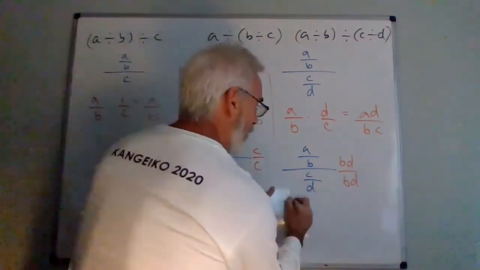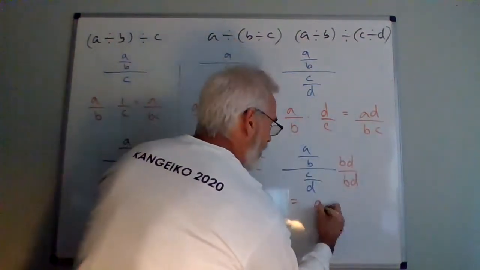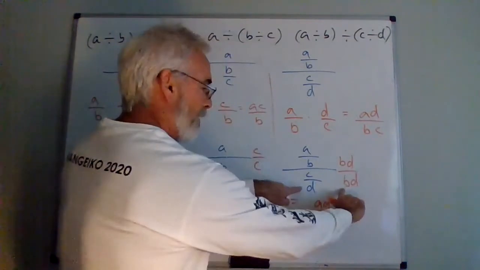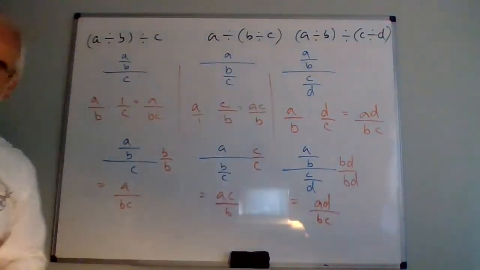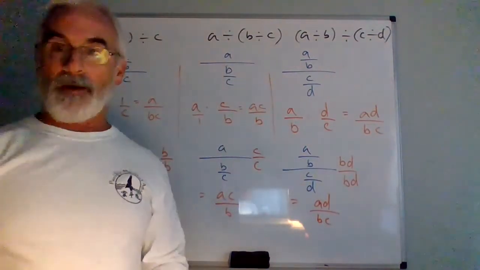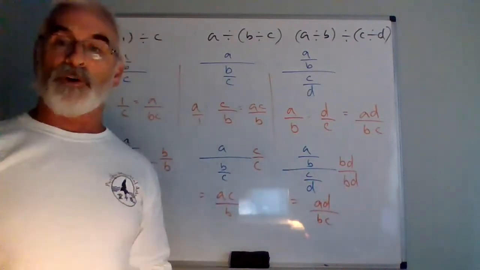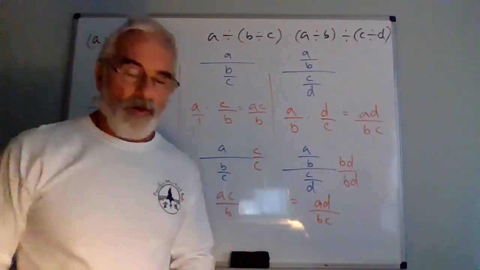Over here, when I perform this step, A over B times BD, the B's cancel and I get AD. On the bottom, the D's cancel and I get BC. You notice in each case we got exactly the same answer, and in each case we did so in exactly 1 step. We didn't have to rewrite, we didn't have to do all sorts of things. In fact, it's in the rewriting and manipulation that we often make mistakes.